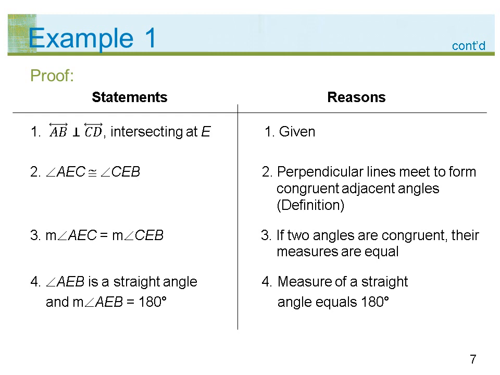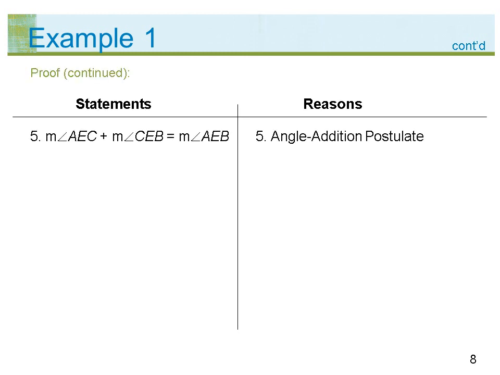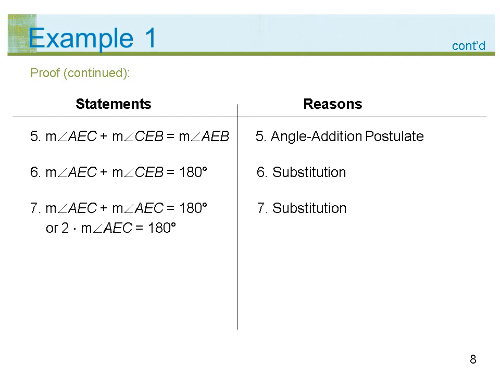Number 4. Angle AEB is a straight angle, and the measure of angle AEB equals 180 degrees. Reason: The measure of a straight angle equals 180 degrees. Number 5. The measure of angle AEC plus the measure of angle CEB equals the measure of angle AEB. Reason: Angle addition postulate. Number 6. The measure of angle AEC plus the measure of angle CEB equals 180 degrees. Reason: Substitution.